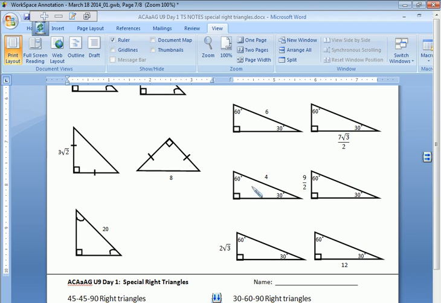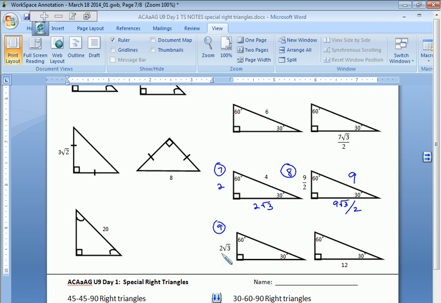They cancel, and what do we get? 7. Okay, let's take a look at this one. This time they gave us the hypotenuse, so what's the short leg? 2. And what would the long leg be? 2 roots of 3. Number 8. The short leg is what they gave us, 9 halves. What's the hypotenuse? 9. And what's the long leg? 9 roots of 3 over 2.